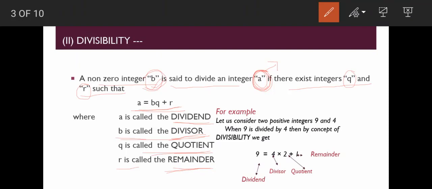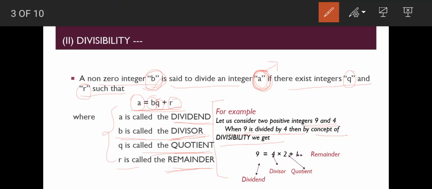So divisibility refers to the concept of the division algorithm, where dividend is equal to divisor into quotient plus remainder. This can be understood with the help of an example. We are considering two positive integers, 9 and 4. When 9 is divided by 4, by the concept of divisibility we get 9 is equal to 4 into 2 plus 1.